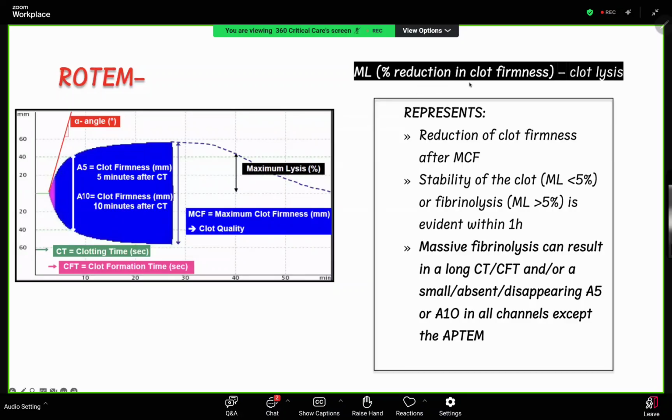So percentage reduction in clot formation at a particular time. We usually look at 1 hour or 45 minutes, right? So reduction in clot firmness after maximum clot formation. This is the maximum clot formation, and we look at a particular time. How much is the clot lysis? Okay. Stability of the clot.